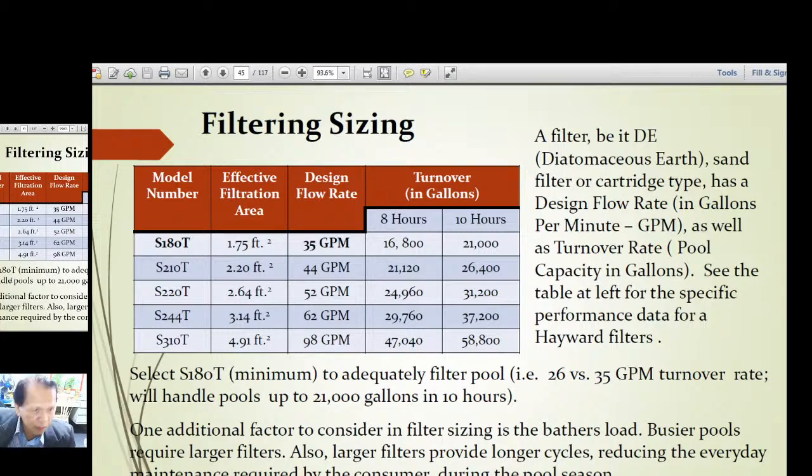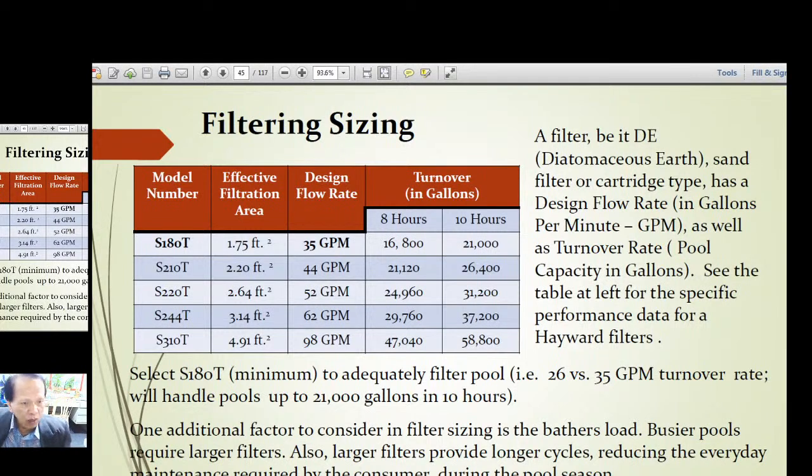So let's see here. Select S180. As I said, S180 is acceptable. Select S180T minimum to adequately filter the pool. Example, 26 versus 35 GPM. So the capacity of this filter is 35 GPM, but our requirement, our computed flow, is only 26 GPM. So this one is more than enough for our needs. The turnover rate will handle pools up to 21,000 gallons in 10 hours. This one, and we need only 15,000 something.